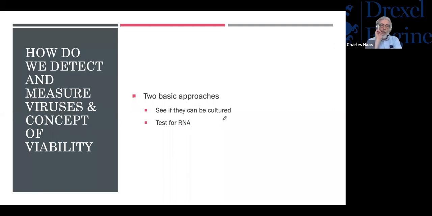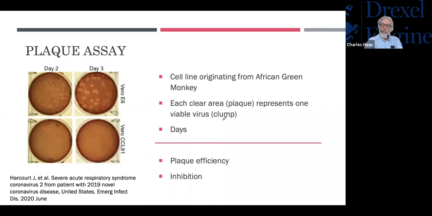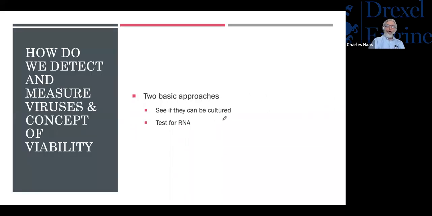Now I want to switch to how we detect and measure viruses. And what do we mean by seeing if they're viable? In fact, the concept of viability for viruses still remains controversial, because some will assert that viruses cannot be living, since they cannot reproduce outside a host. But to my mind, that just makes them an obligate parasite.